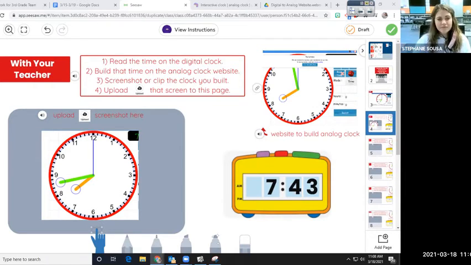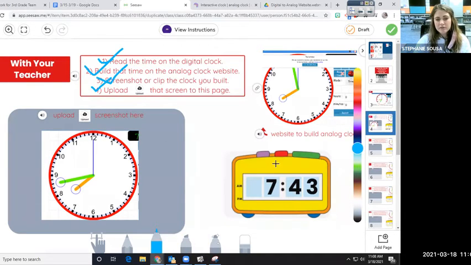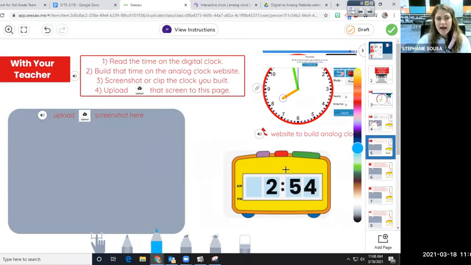All right, let's take a look here. This is what your work looks like. You have read the time on the digital clock. It was 7:43. You have built that time on the analog clock website. You took your screenshot. You uploaded it here. Done. Okay, let's take a look at slide 5.